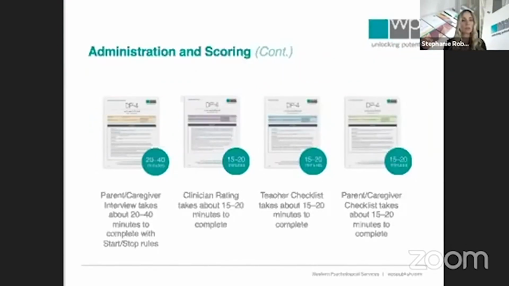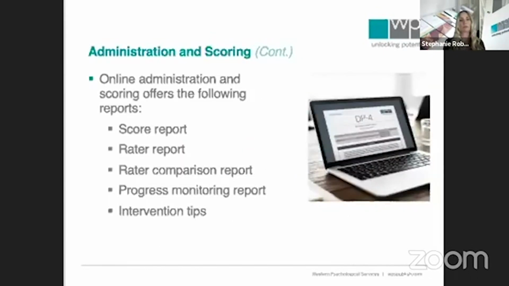All right. So the time, people always ask this because we have limited time. The parent caregiver interview can take anywhere between 20 and 40 minutes, depending on the start and stop rules, etc. The clinician rating, the teacher checklist, and the parent caregiver checklist are all 15 to 20 minutes to complete. As far as the online administration and scoring, we offer a score report, a rater report, a rater comparison report, a progress monitoring report, and intervention tips.